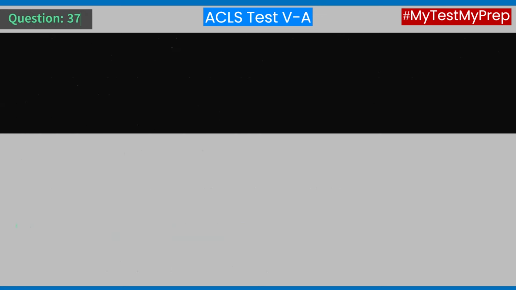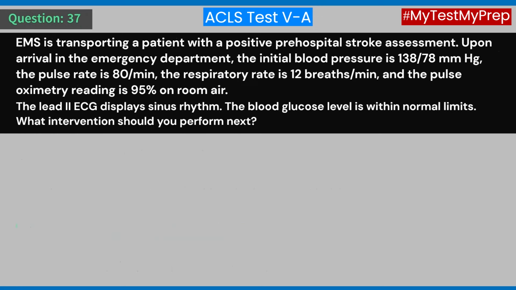Question 37. EMS is transporting a patient with a positive pre-hospital stroke assessment. Upon arrival in the emergency department, the initial blood pressure is 138/78 mmHg, the pulse rate is 80 per minute, the respiratory rate is 12 breaths/min, and the pulse oximetry reading is 95% on room air. The lead 2 ECG displays sinus rhythm. The blood glucose level is within normal limits. What intervention should you perform next?